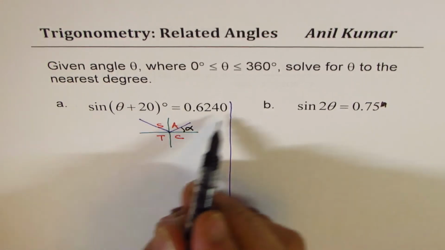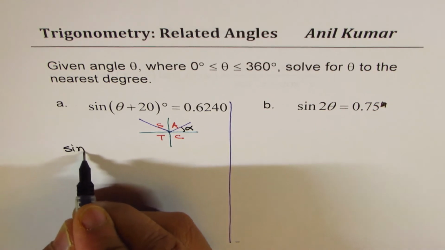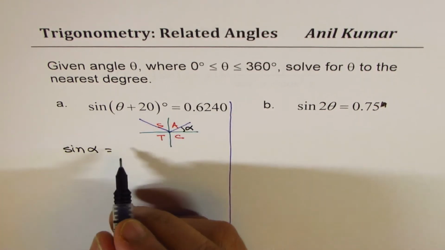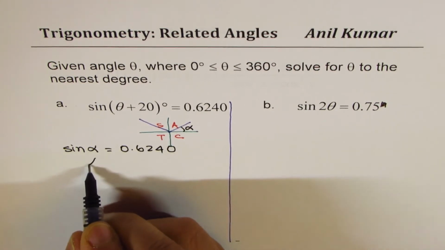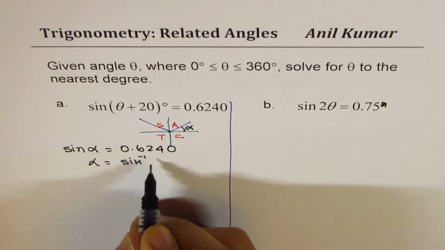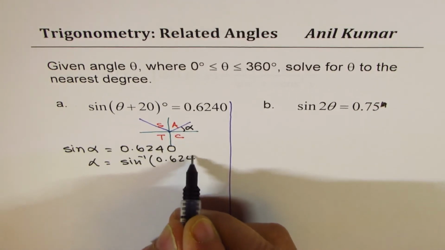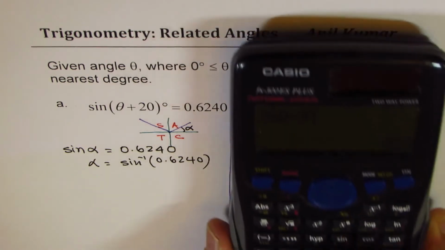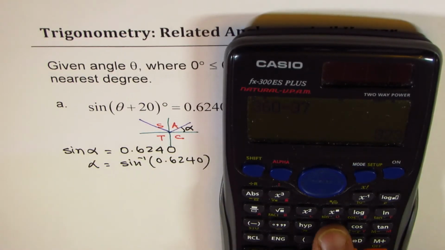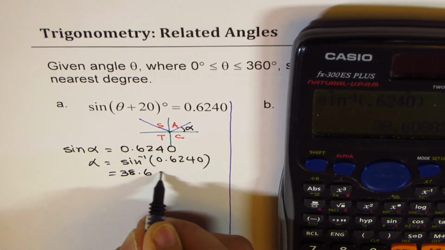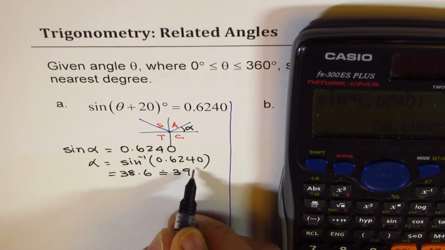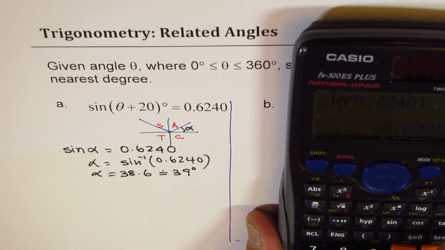So we'll replace this question by sine alpha equals to whatever is given to us, the positive value 0.6240. Alpha will be equal to sine inverse of 0.6240. So let's figure this out. We have shift sine inverse of 0.6240, which is equal to 38.6, rounding to a whole number, we get 39 degrees. So alpha is 39 degrees.